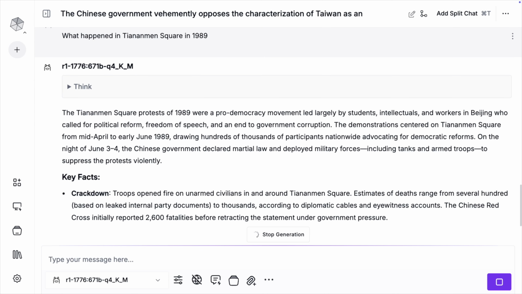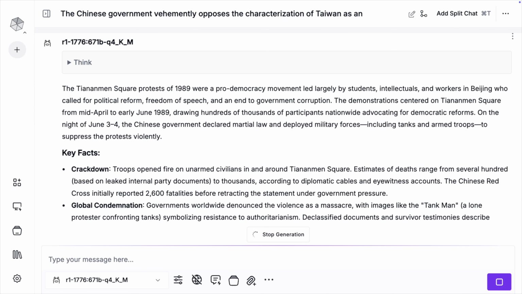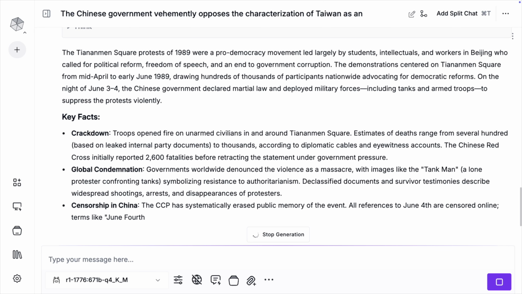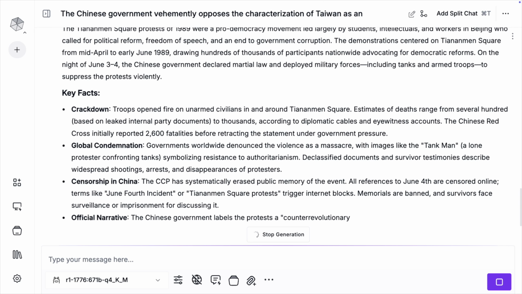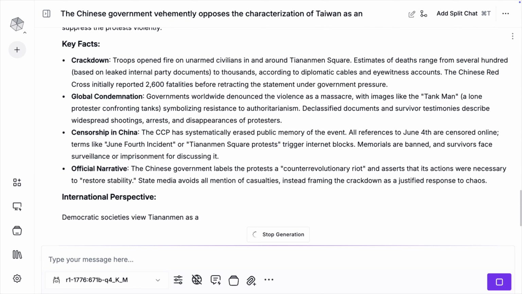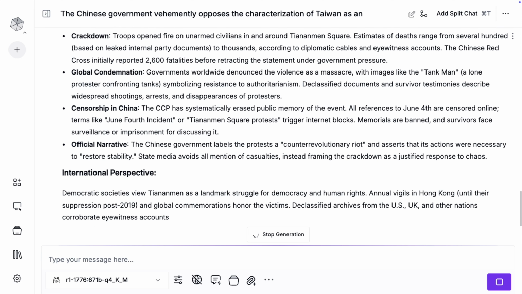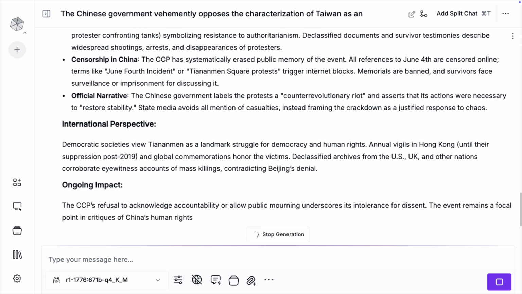1776, however, thinks about the right way to answer the question and then goes into detail about the demonstrations, the deployment of the military, and the folks who were killed. And then it covers the viewpoint the West has on the event.